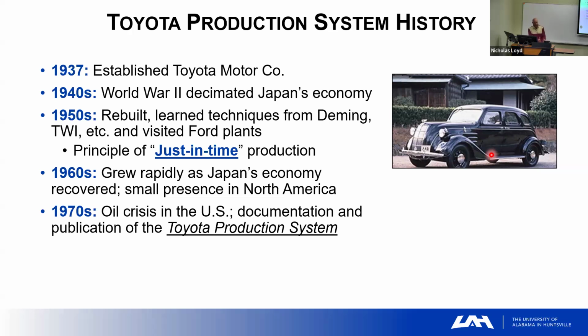What they actually found when they went to the Ford plants was, oh, these things are huge. They're building in large batches. And they have giant warehouses where they just keep a lot of inventory. And they were like, we don't have the space or the land to do that in Japan. We can't run our operations that way. But what they did discover were these things called American supermarkets, grocery stores, and how they managed inventory.